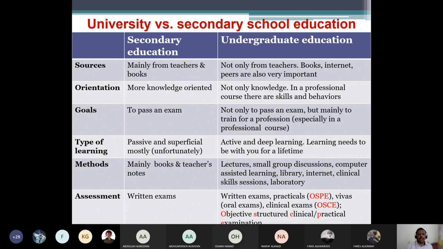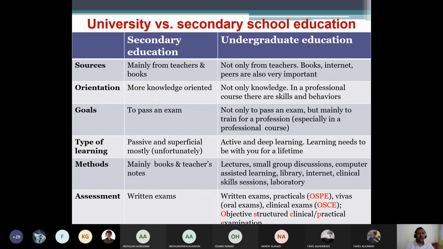This is a slide showing you the differences between the school level and the university level. The source of information in school is mainly teachers or books, but in the university it is not only books and teachers, but also peers, that is your colleagues or other students. The internet also can be used.